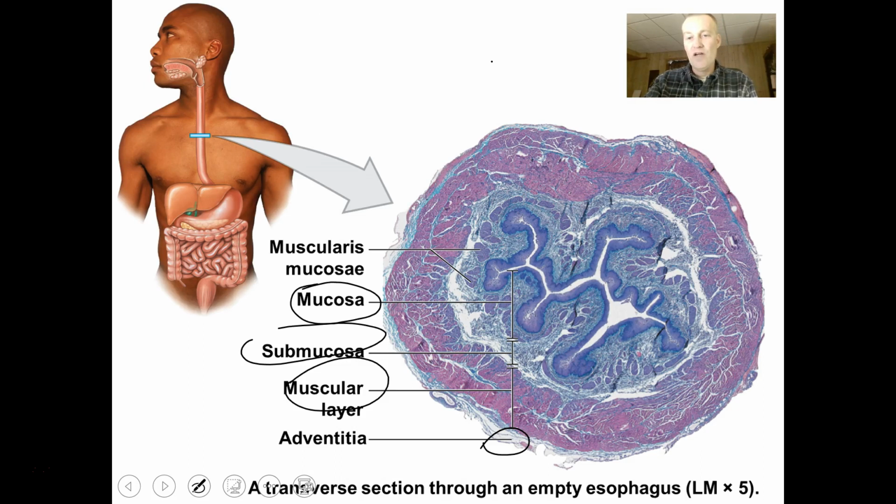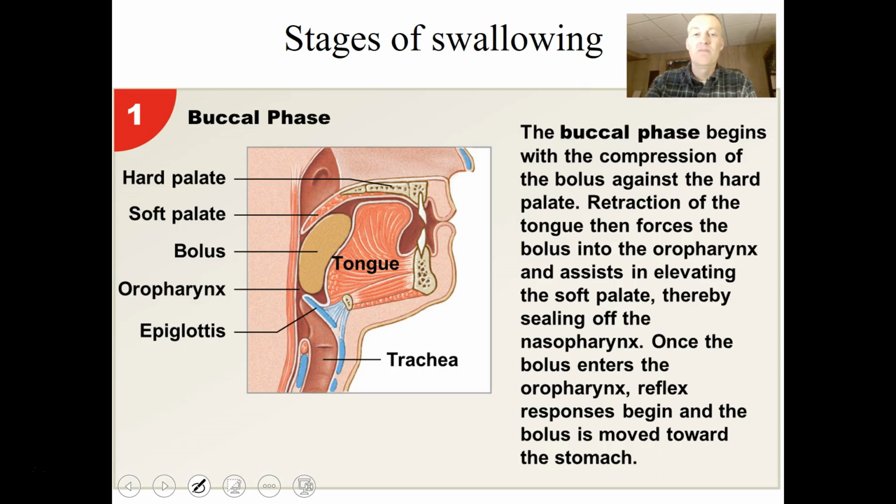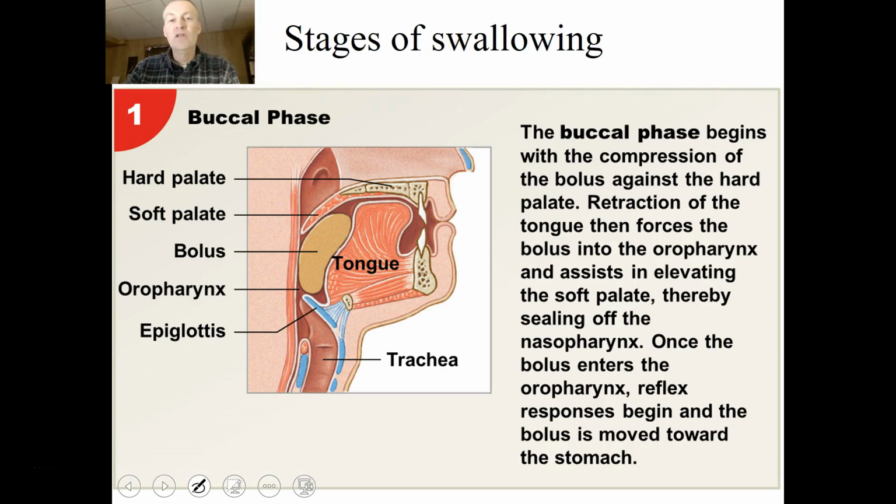Just to reiterate, you do have different muscles. We have circular and longitudinal muscles that aid in propelling the food down into the stomach. So swallowing does occur in stages. The first stage in swallowing is called the buccal phase, and this is where we form a bolus and we push it to the back of the throat. When we push it to the back of the throat, we do have the uvula and parts of the soft palate that will fold upwards and close off the nasopharynx so that food doesn't go up into the nasal cavity.